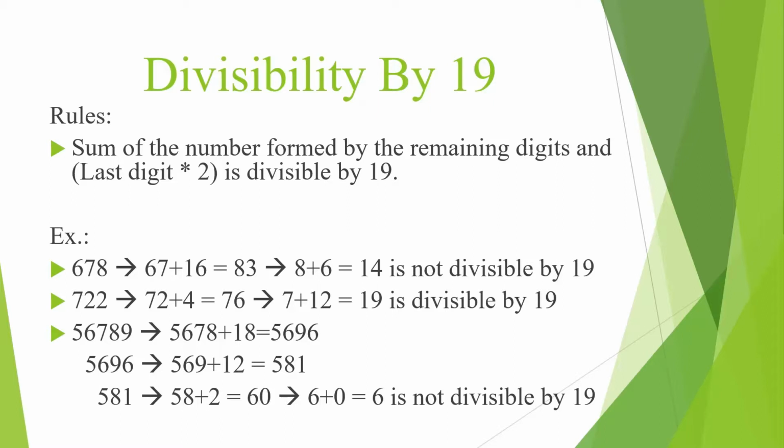Let us reduce it further. 581. Ignore the last digit, we will get 58 plus last digit into 2. 1 into 2 equal to 2, which is nothing but 60. Let us reduce it further. So ignore the last digit, 6 plus last digit into 2, that is 0 into 2 equal to 0, which is equal to 6. It is not divisible by 19. So 56,789 is also not divisible by 19.